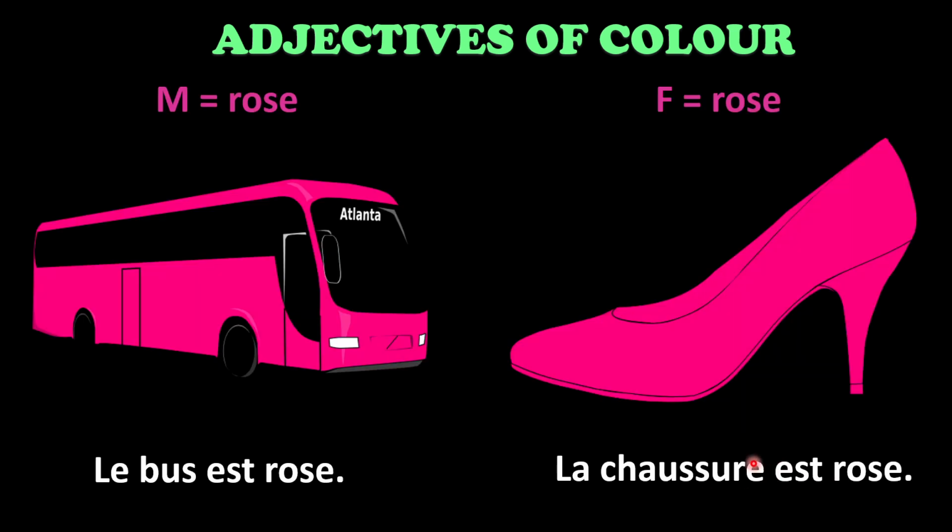The next color is pink, which does not change in the masculine and feminine. Okay, it's the same. It is rose. Okay, rose in the masculine, rose in the feminine. So a masculine object like a bus is le bus est rose. Okay, masculine is rose. The feminine is also the same. For example, la chaussure, which is a shoe. Okay, la chaussure est rose. Same spelling, masculine and feminine.